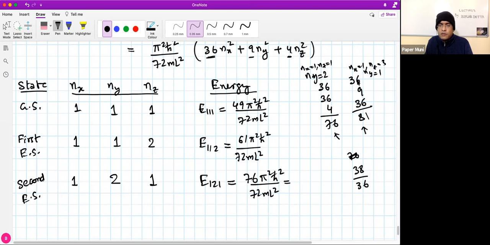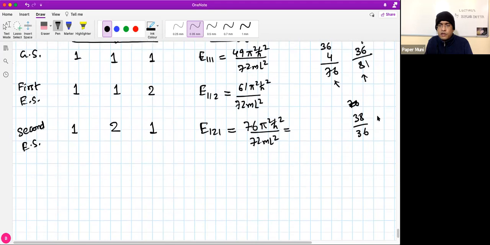Now this one will be 36 plus 9 into 1, so this is 9. Again, instead of this, if you put 3 square, 4 into 9 will give you 36. So 36 plus 36 is 72, and 72 plus 9 is 81. So we have to choose this one.